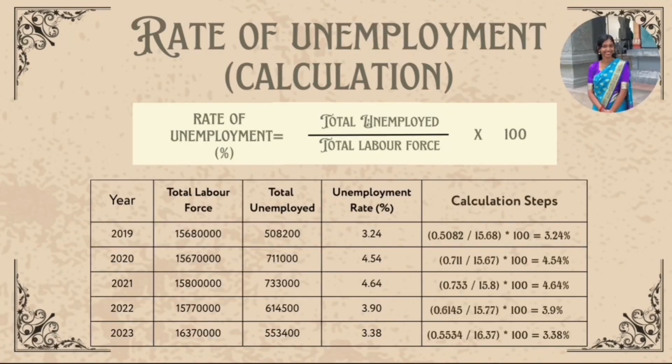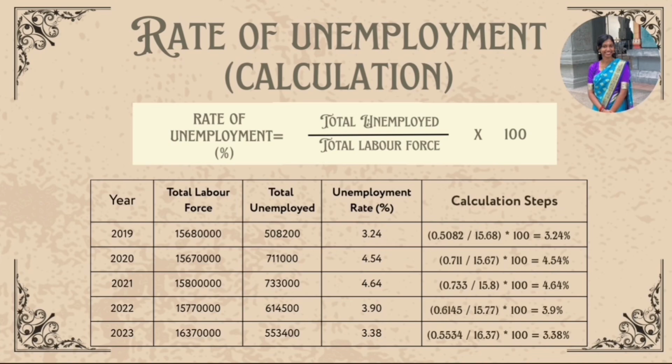Today I'm going to share with you guys how to calculate the rate of unemployment. So first we'll start with the formula, which is very simple: unemployment rate equals total unemployed divided by total labor force times 100. Basically, it just tells us the percentage of people who are looking for a job but haven't found one yet. Now, let us go through the numbers from 2019 to 2023 together.